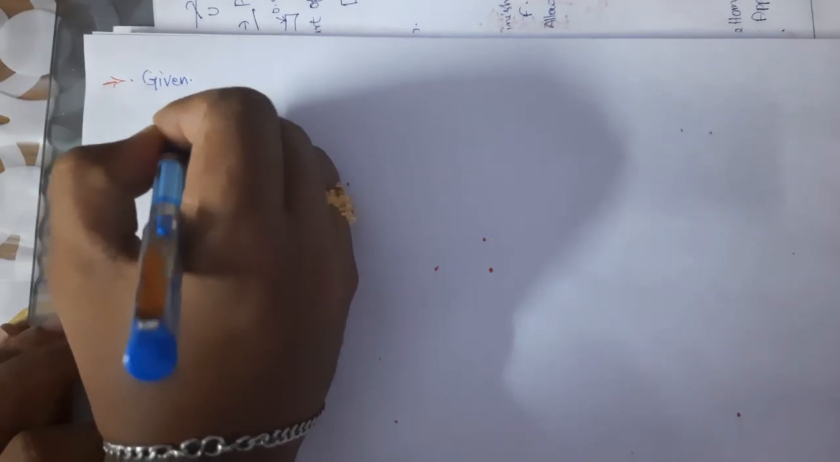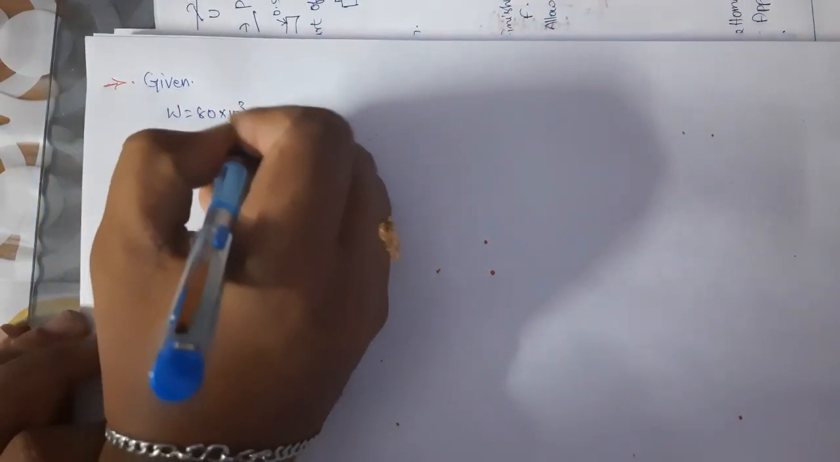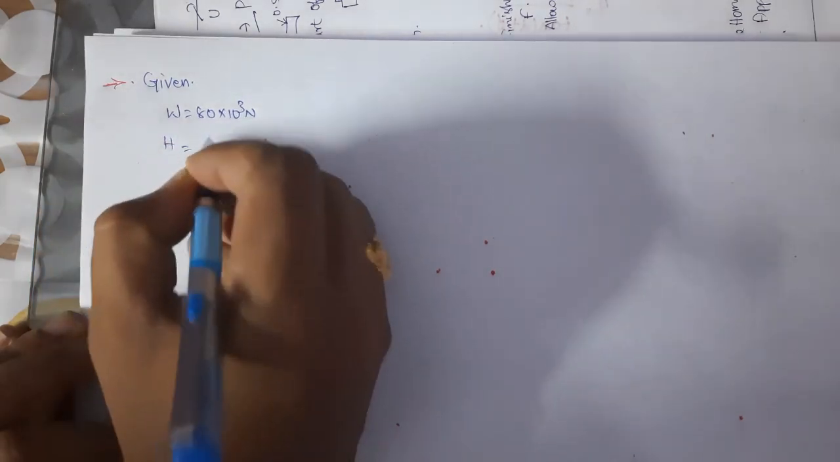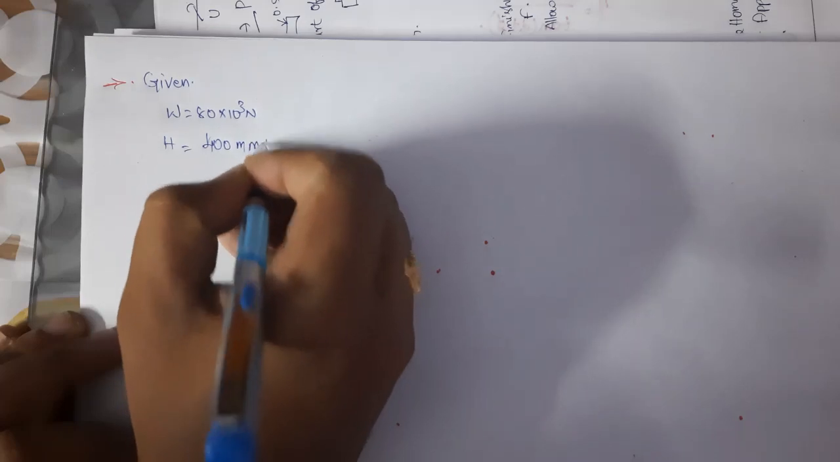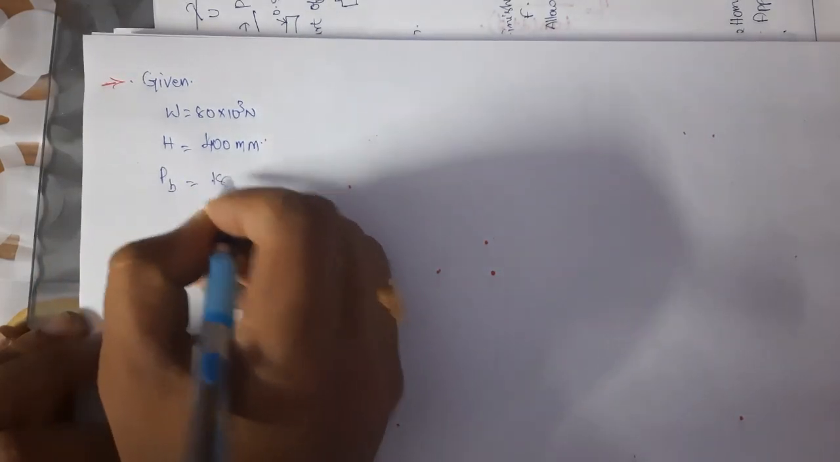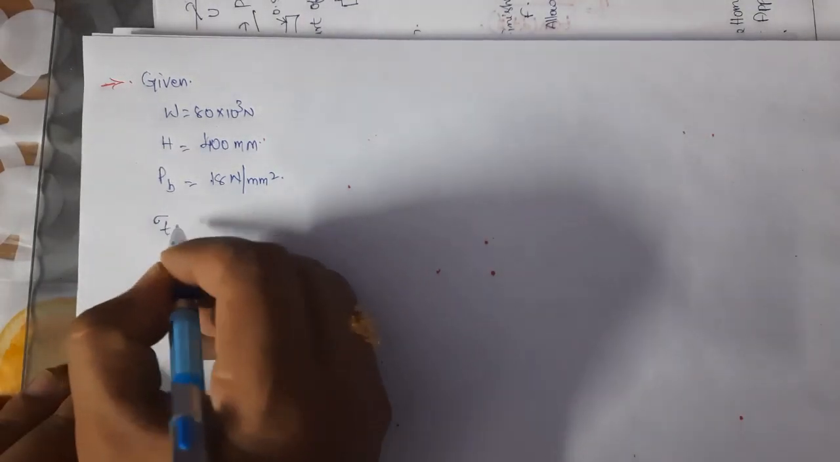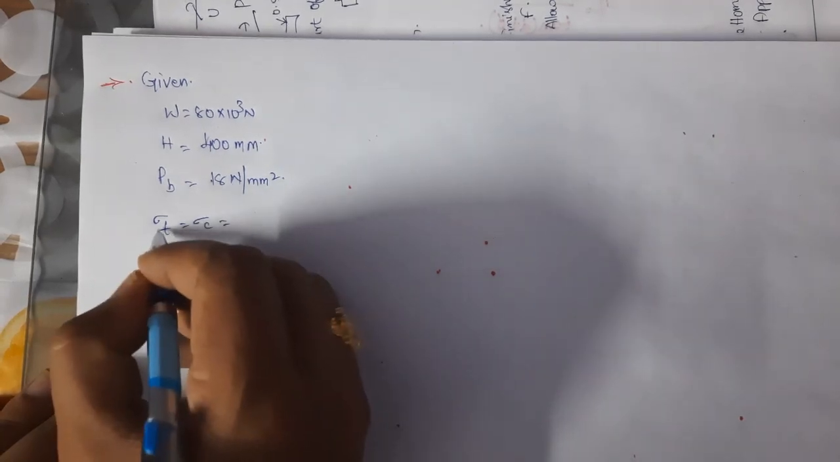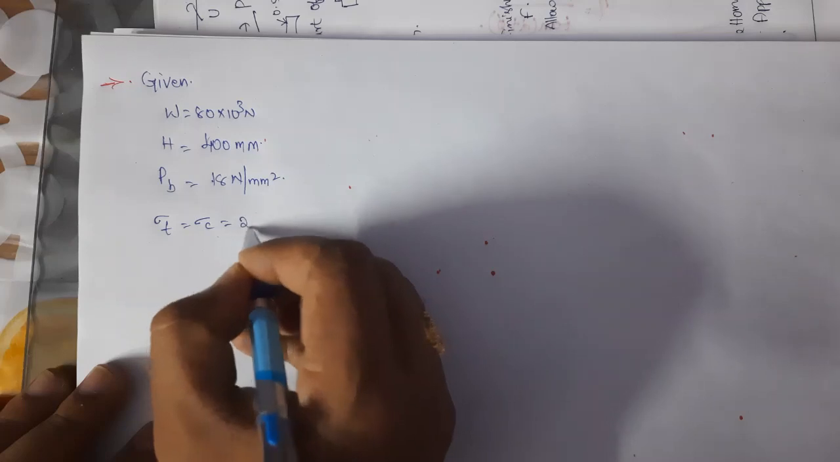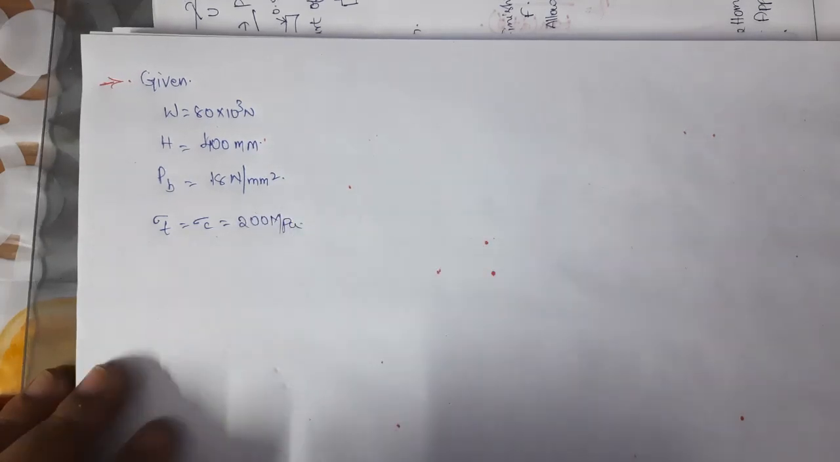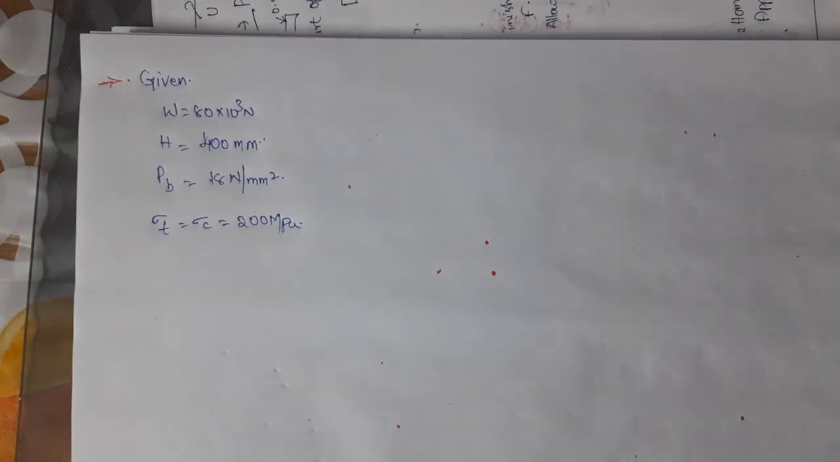The given data is load is 80 into 10 to the power of 3 newtons, and the lift height he has given as 400 mm. Bearing pressure he has given as 18 Newton per mm square. The rest will be allowable values, that is the elastic limit of the screw material in tension and compression is 200 megapascals, and in shear will be 120 megapascals he has given.